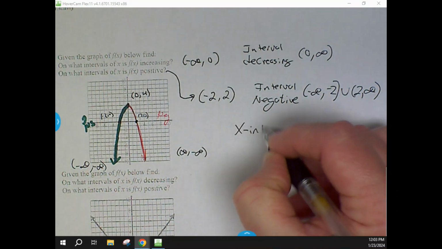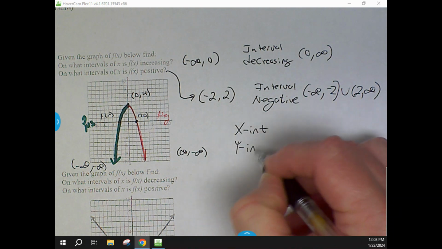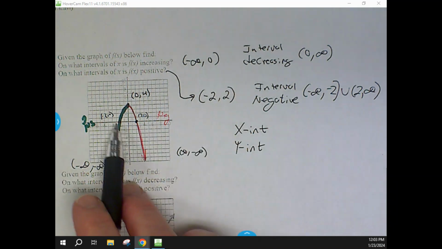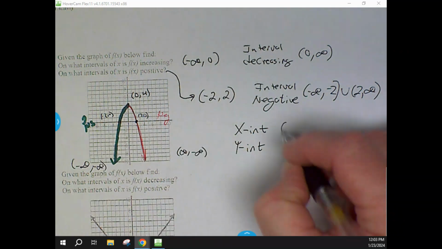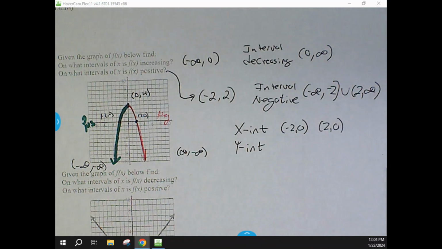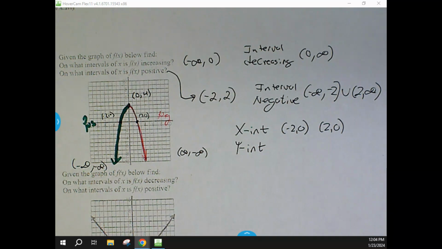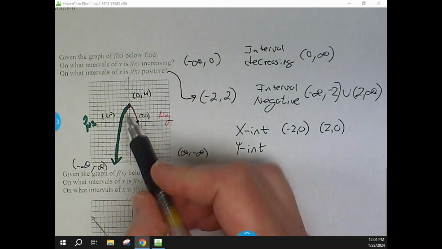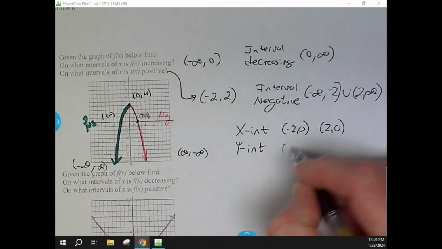Okay, now one thing we'll do here. They didn't ask for it, but we're going to do this one as well. X-intercept and y-intercept. Okay, so x-intercept, that's where it's crossing the x-axis. There's actually two. You got this one that's at negative 20, and you also have it at 20. So sometimes you'll have more than one x-intercept or more than one y-intercept. For the y-intercept in this case, there's only that one point at the top there that would be at 0, 4.